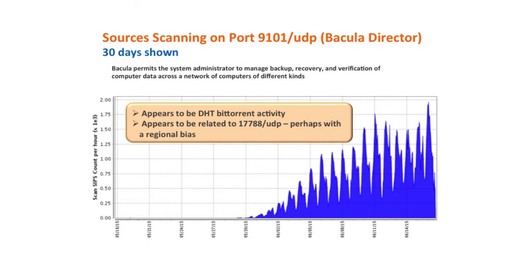Okay, cool. So let's look at the internet weather for the last week here. The first item on the list is sources scanning on port 9101 UDP. This port is actually registered to Bacula Director. Bacula is an application that permits system administrators to manage backup, recovery, and verification of computer data across a network of computers of different types.